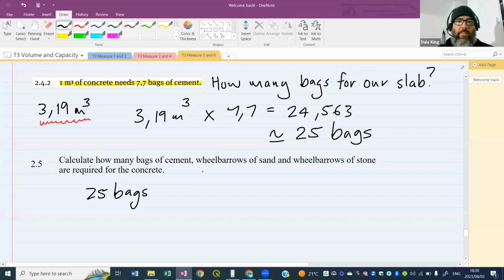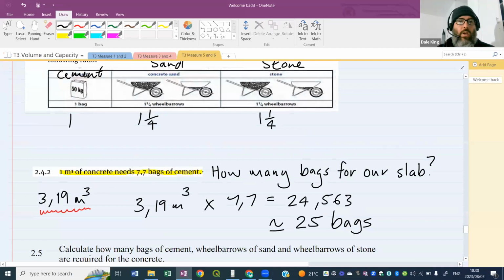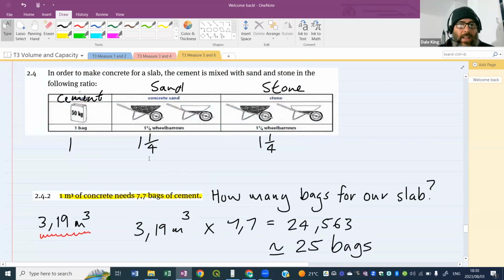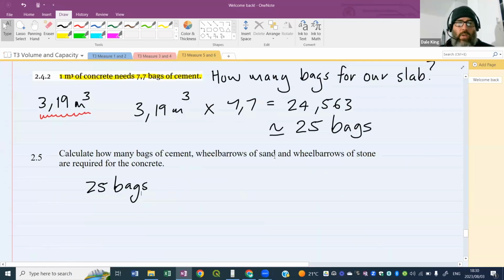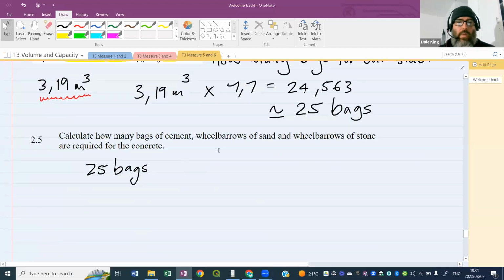Now, if you remember, I'll go up to the diagram again. For 1 bag, you need 1¼ wheelbarrows of sand and 1¼ wheelbarrows of stone. Remember that, please. So each bag, you need 1¼ stone and 1¼ sand. So now the question is, how many wheelbarrows of sand and stone do you need for these 25 bags?